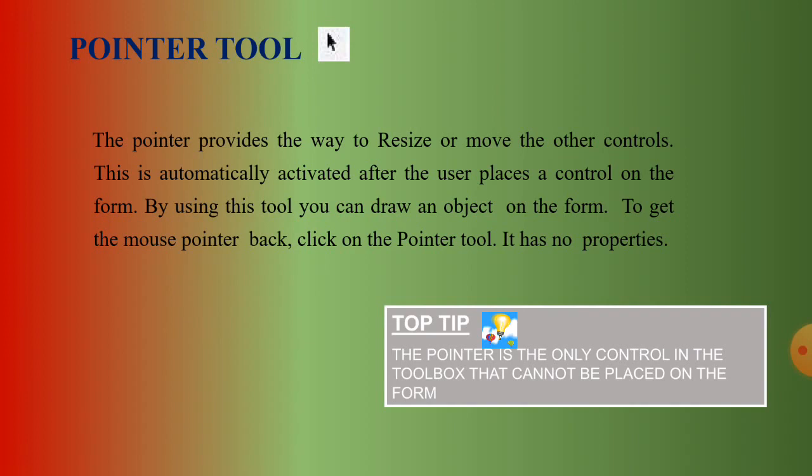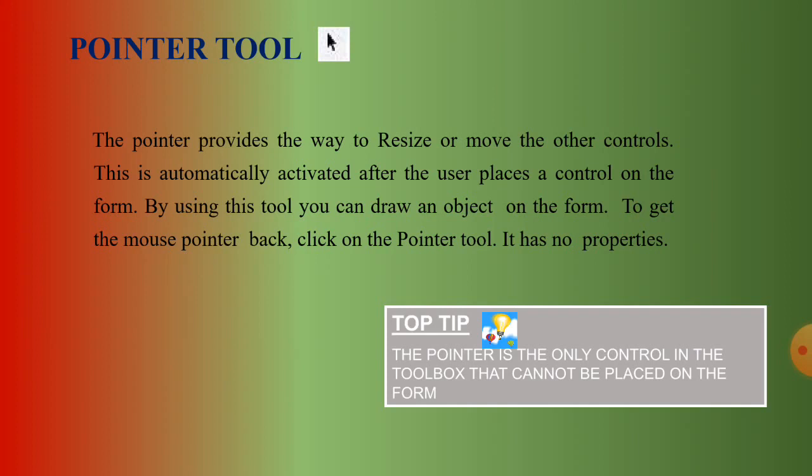The first control in the toolbox is the pointer tool. It is symbolized as an arrow mark. This pointer tool provides the way to resize or move controls. If you want to move the control, or resize it, that is, increase or decrease its size, or if you want to delete the control, we must select it by using this pointer tool only.